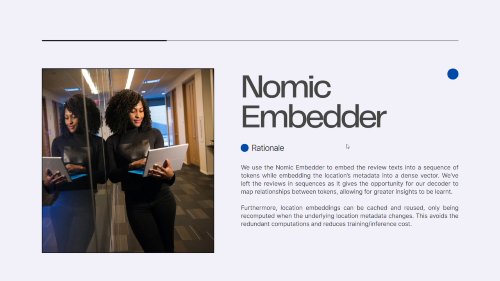The review text is outputted as a sequence of dense vectors, while the location metadata is returned as a singular vector. Leaving the review text as a sequence of dense vectors allows our decoder to map the relationship between tokens, allowing for a greater insight to be learned rather than just a singular vector.